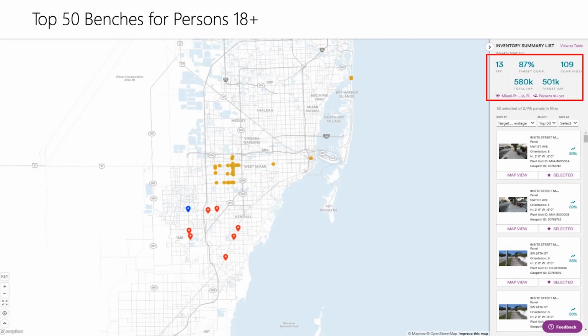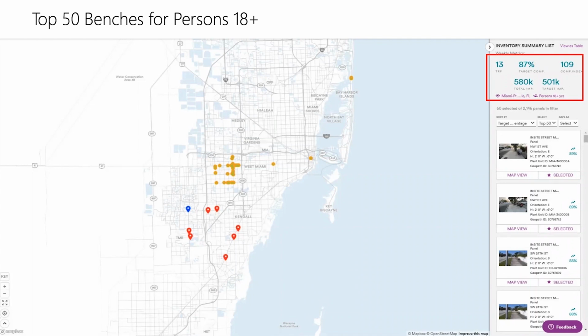Well, for benches, we usually go in for larger buys, but it's a conversation started based on the budget and what they are interested in. If they want full coverage in Miami, it'd be a lot more than that, but the top 50 benches for adults 18 plus is kind of like a starter. Okay, a jumping off point. Gotcha.